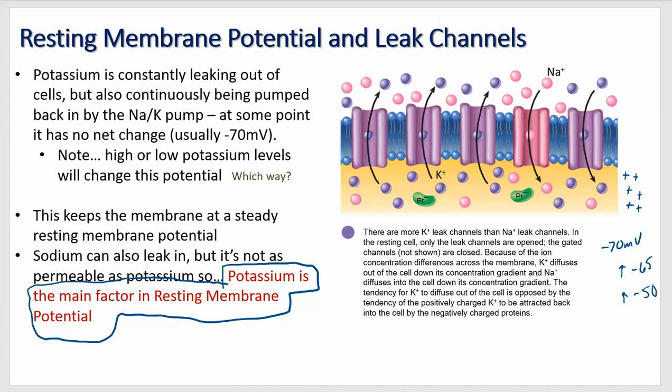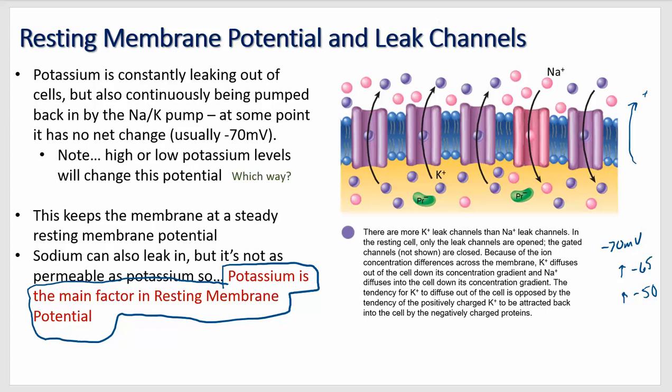And of course the opposite is true as well. If your potassium levels are low, then that potassium is going to want to leave the cell even more, which is going to remove that positive charge from inside the cell, and it's going to make it more negative, which is going to hyperpolarize that cell. So that's why potassium levels are really important.